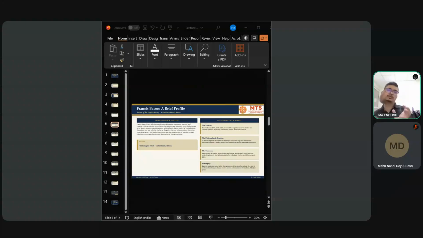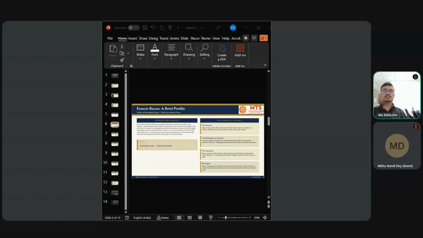They gave a new form and a new direction to English prose. His essays are written in a concise and aphoristic style: short, sharp, memorable sentences that pack a great deal of meaning and wisdom into very few words, remember. So these cover a wide range of human concerns like knowledge, virtue, friendship, marriage, truth, ambition, revenge, and much more. And second, Francis Bacon was also a major philosopher of science.